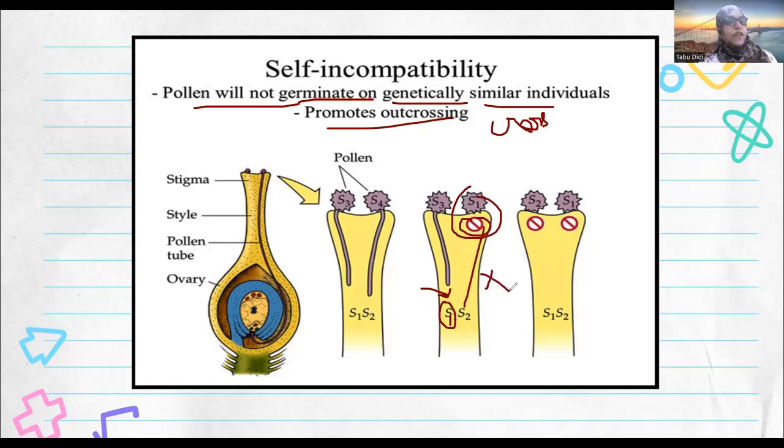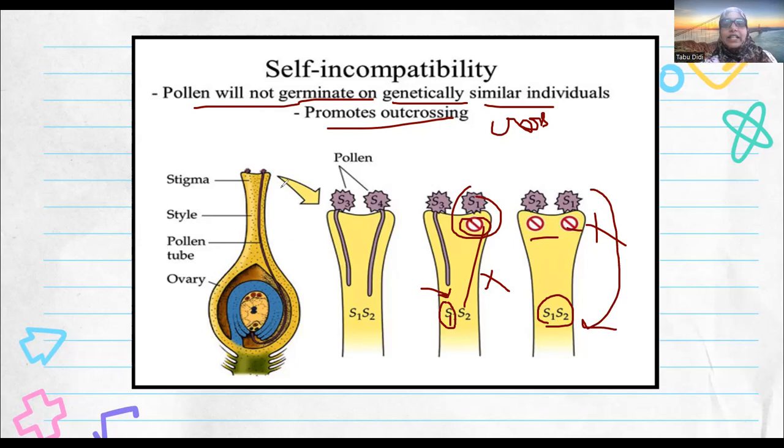So there the fertilization, the germination will not happen. You can see over here, let's say the stigma is having a genetic makeup of this code word, let's say S1S2, and here the pollen grain is also of S1S2. So this germination, this penetration of the pollen into the style and stigma will not take place.